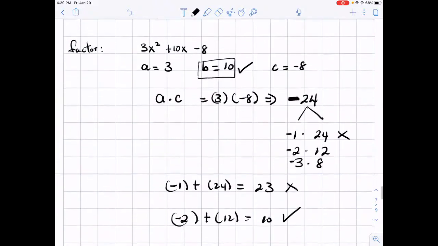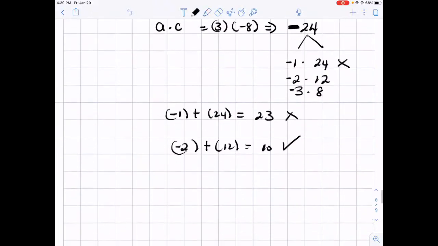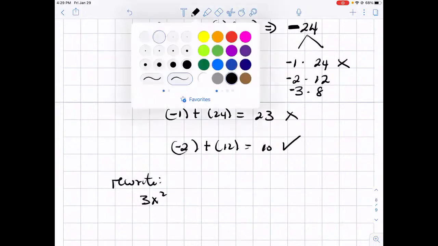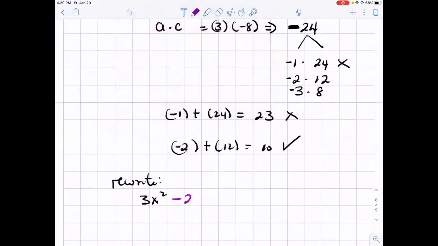So what we're going to do, we're going to replace this here. We have now 3x squared, rewrite 3x squared, minus 2x plus 12, and this is equal to, or minus 8. Now it doesn't matter, class, if you write the negative 2 first, or if you write the 12 first. You could have switched the order, it doesn't matter.